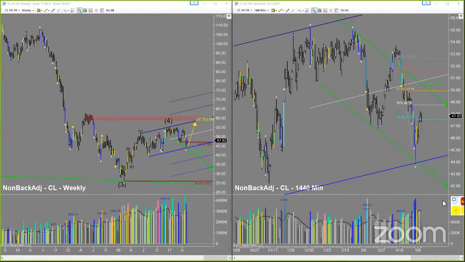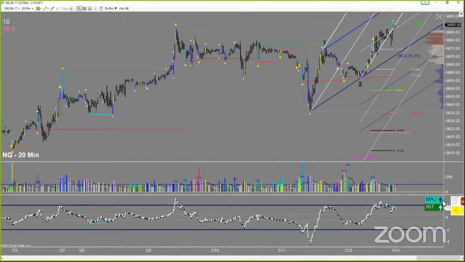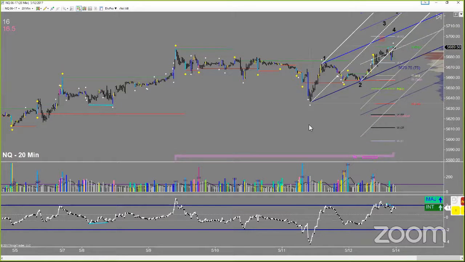All right, so that's crude. Let's move on to what do we have left? NASDAQ and gold, right? Let's go to NASDAQ. So we've had one more correction here, one more big corrective swing low, and we were expecting a final impulse move to the upside, and I think we're well into that now. I think wave 3 will get us up into 57.10, maybe a little higher.